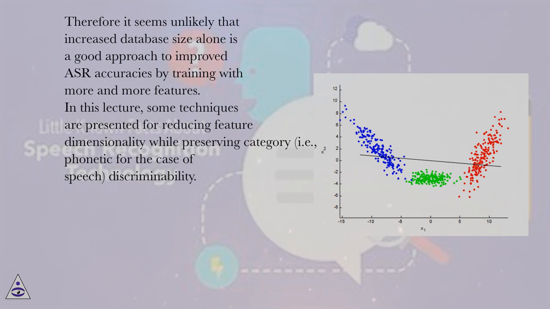Therefore it seems unlikely that increased database size alone is a good approach to improved ASR accuracies by training with more and more features. In this lecture, some techniques are presented for reducing feature dimensionality while preserving category, i.e., for the case of speech, phonetic discriminability.